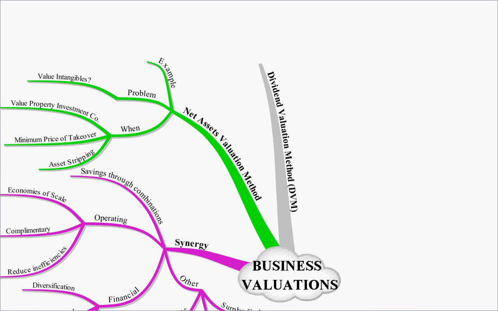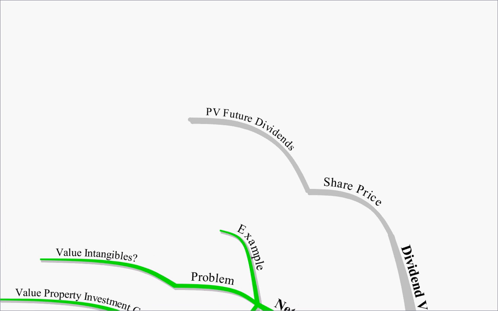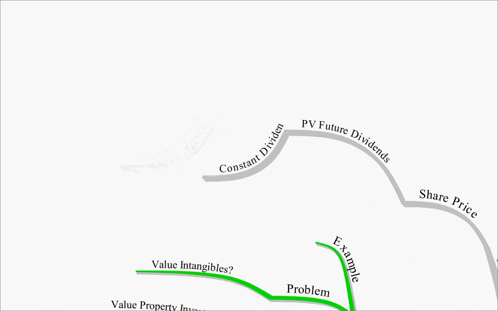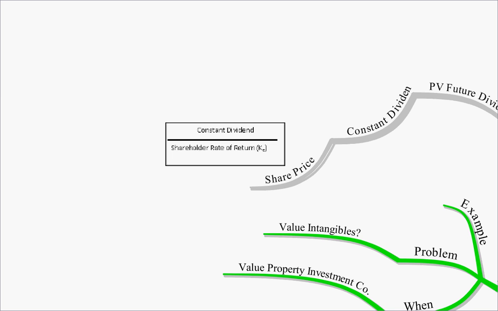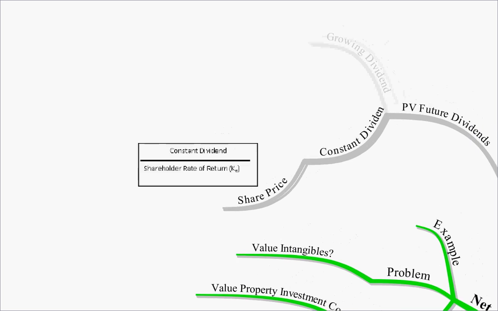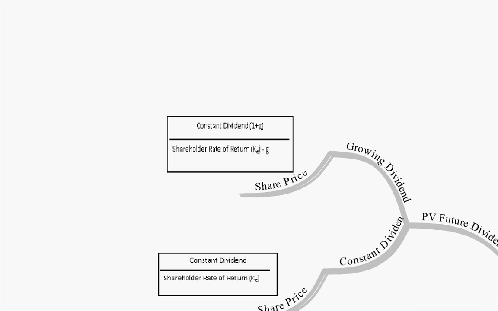Second method we looked at was the dividend valuation method. Now this is based on the present value of future dividends received. So to calculate the share price, it's the present value of the future dividends. If you're paying a constant dividend, well then the share price is calculated as the constant dividend over the shareholder rate of return, or your cost of capital. If you're paying a growing dividend, well then your share price is your constant dividend plus your growth over the shareholder rate of return less growth.